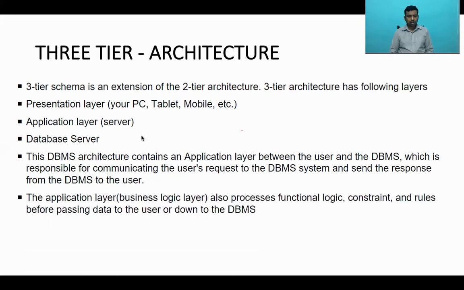Now the application layer, that is the business logic layer, also handles the process functional logic, the constraints and rules before passing data to the user or down to the database, right? So this is what is going to take care of everything to and from the database or the DBMS. The presentation layer is going to give you all the information as the end user. The three-tier architecture is one of the most popular things in database management systems.